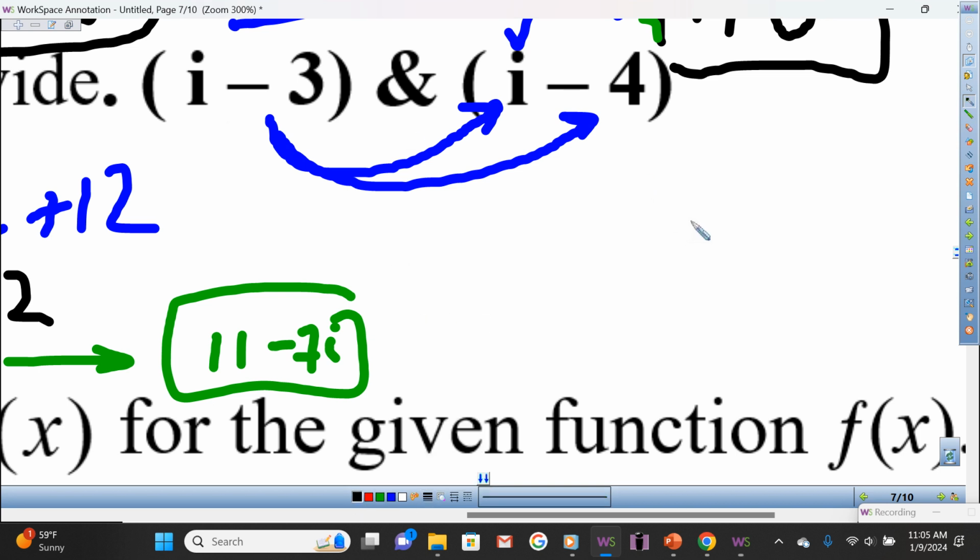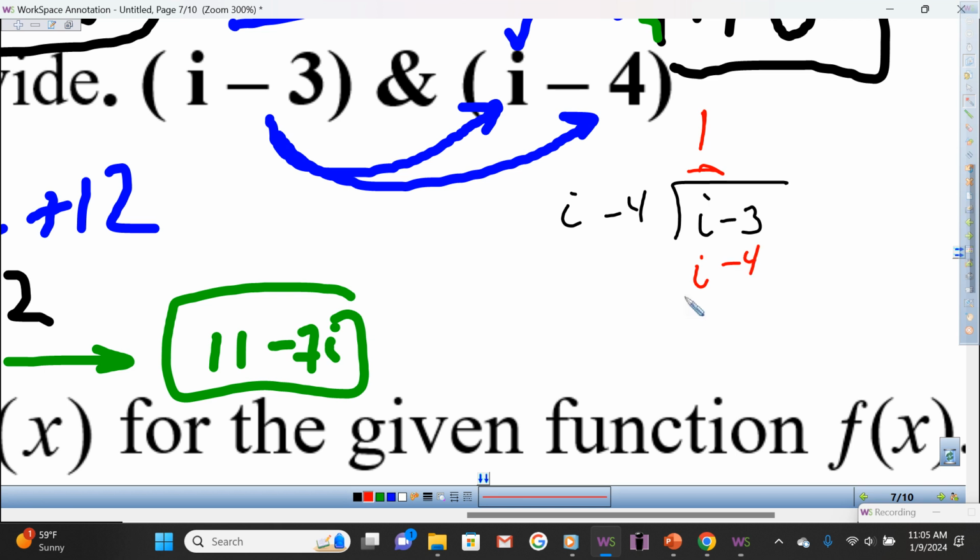So we start with this one. I'm just skipping steps in regards to standard form because I'm assuming it is. So then it's i minus 3 divided by i minus 4. So here we go. It's an over. It's an over, guys. So here we go. What number times i gives me i? 1. That is correct. So 1 times i is i.